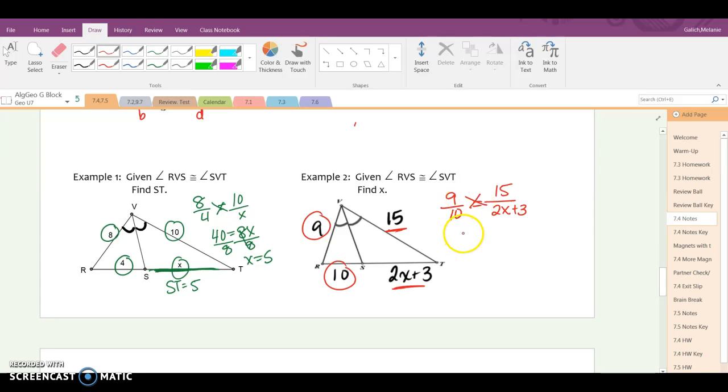Now we have our 15 times 10, which gets us 150. Then we have 9 times our 2x plus 3. So we get 18x plus 27 equals 150. Then 18x equals 123. So we get a decimal, about 6.83, when you divide 123 by 18.